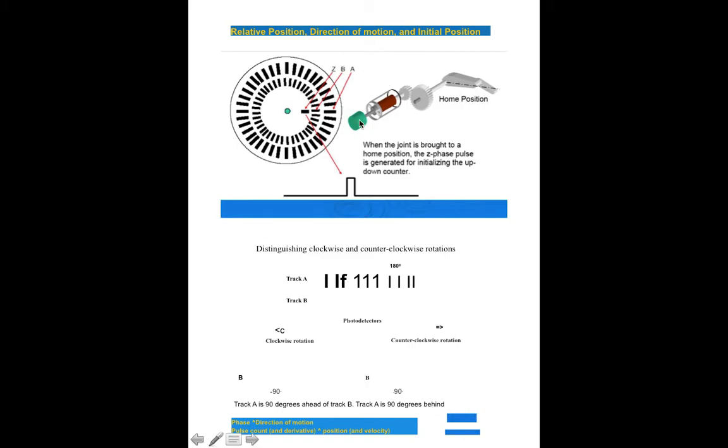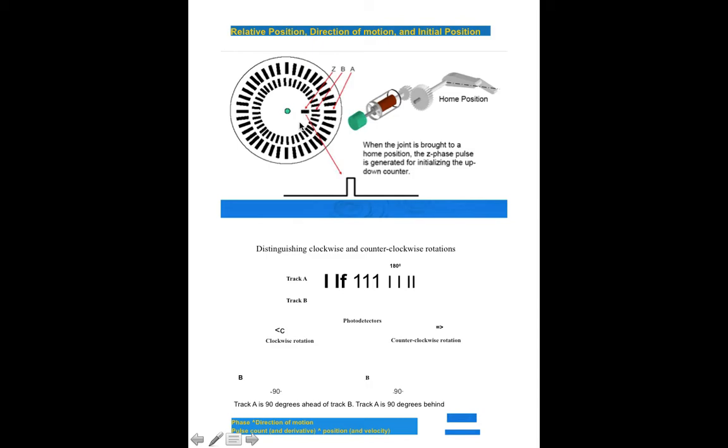So this is what is called the optical disc, which has three tracks: A, B and Z. Z is just to understand the home position. As I told you, the black area of the Z track is nothing but the transparent area through which the LED light emits and falls on the photo receptor. So that is all about this area.